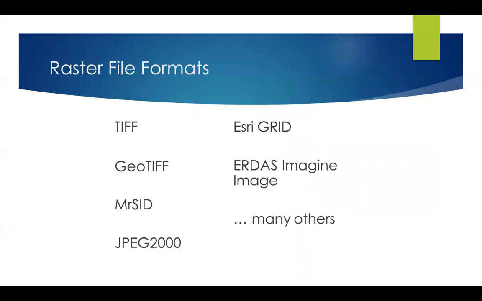And finally, here are some of the main raster formats. TIFF is the most common that you'll probably encounter. We also have GeoTIFFs, MrSIDs, JPEG 2000s, Esri grids, and Erdas Imagine images, but there are many more.